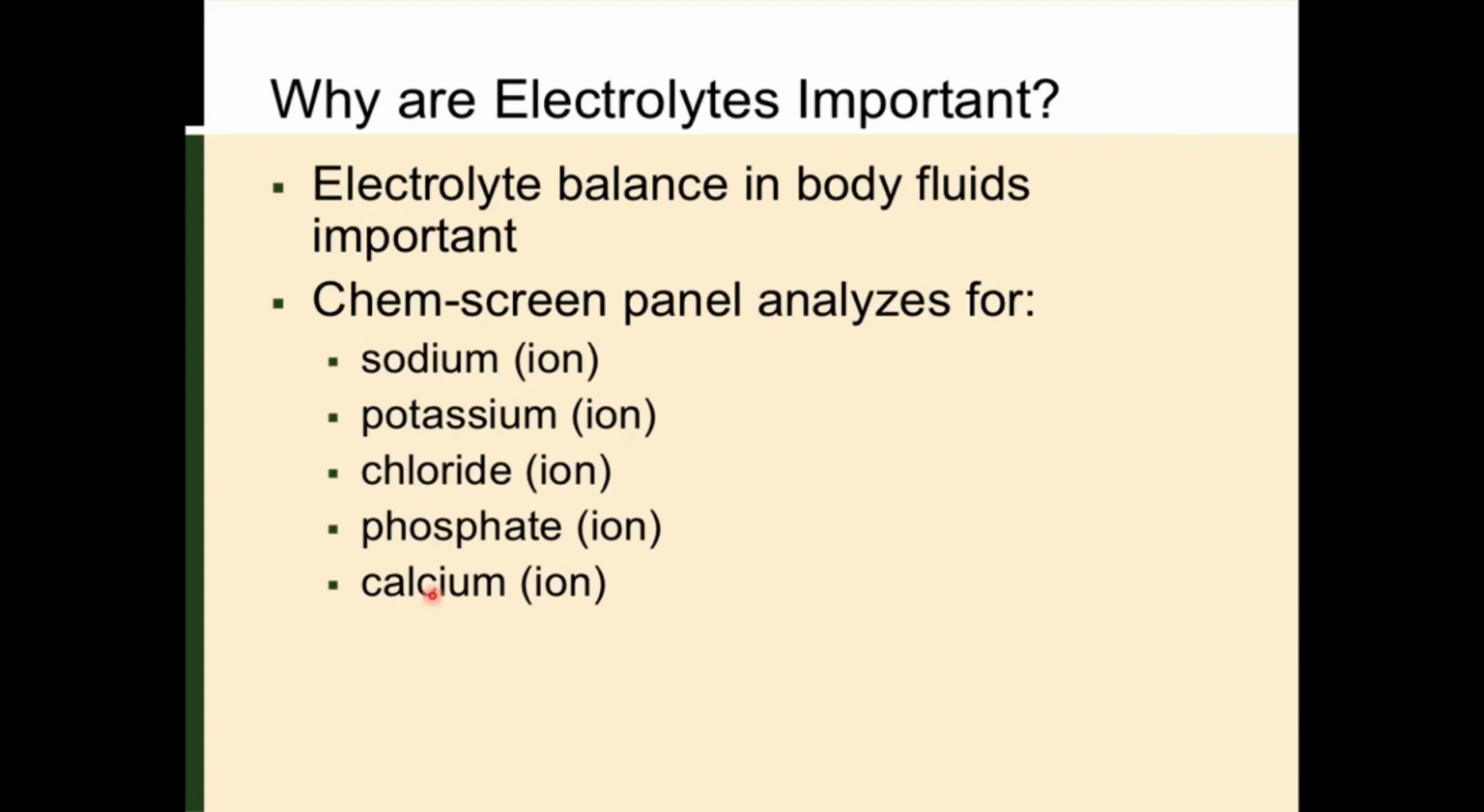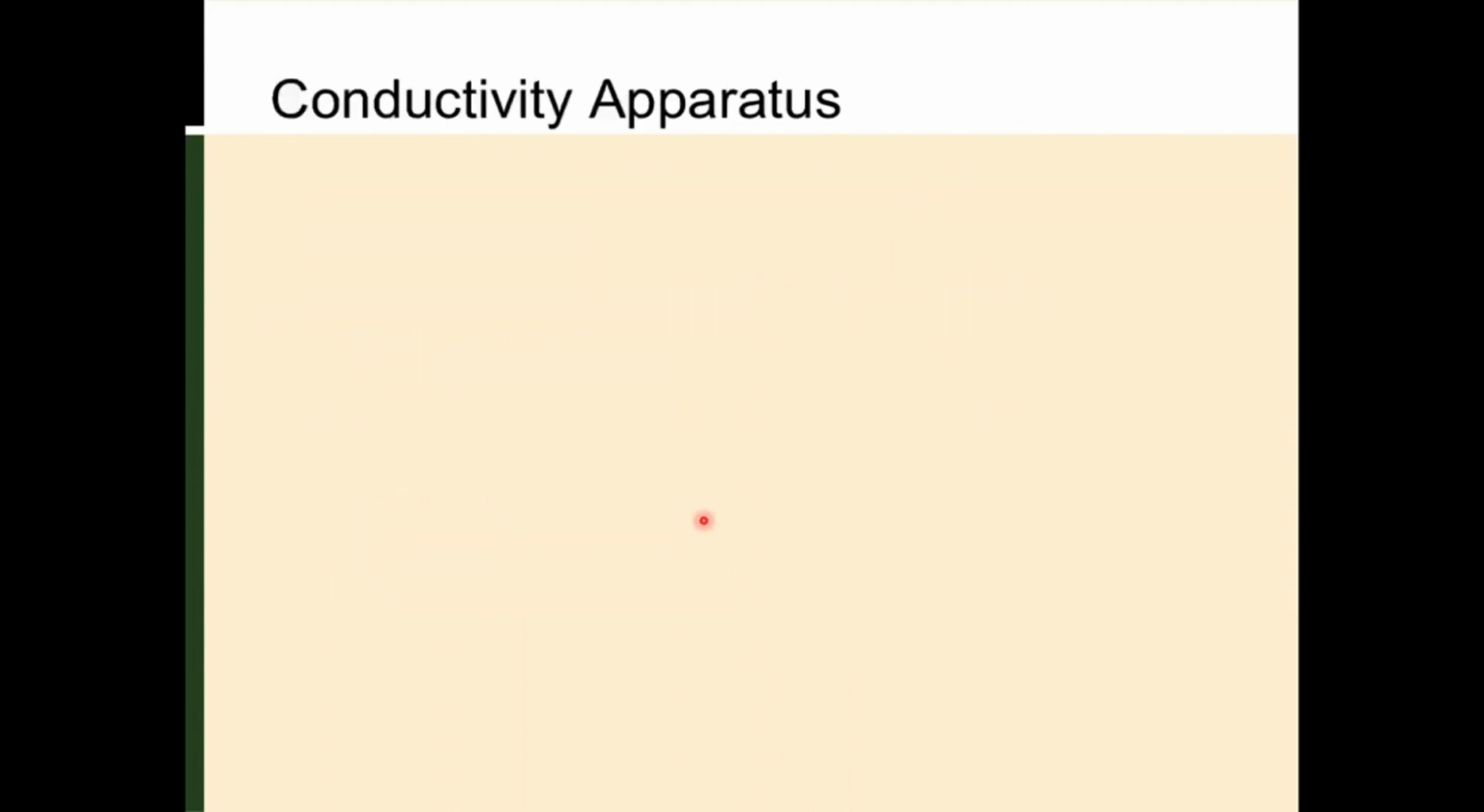Chloride, phosphate, and calcium are important for bone structure and cellular structure. I don't actually know what chloride is particularly useful for. I know it's useful, but I'm not quite sure why. I'm not a medical person.